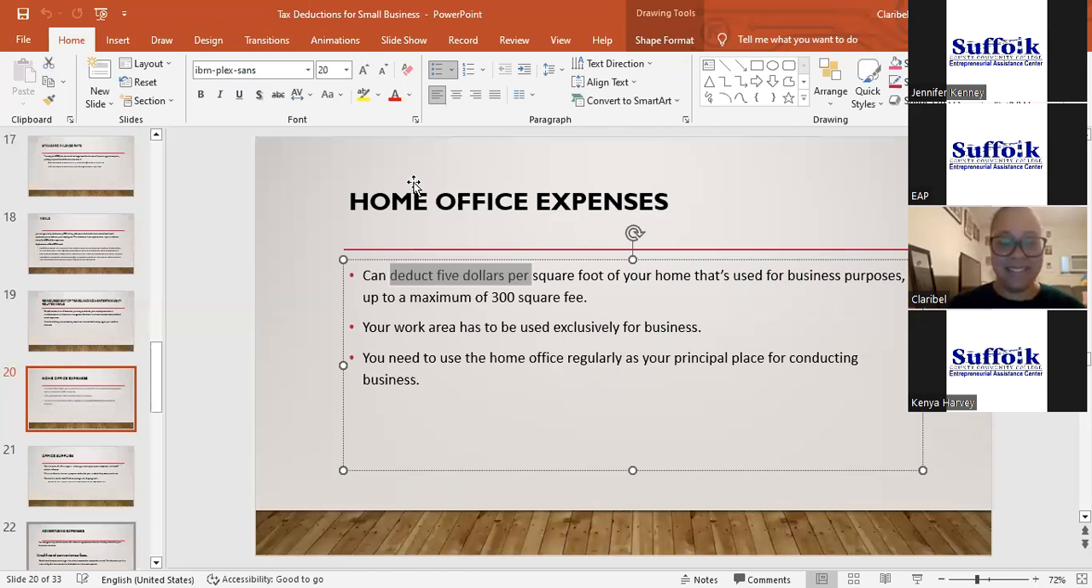Let's say you have a baking business and you bake from home. You have the licenses to bake from home. How would that work, deducting it that way? Because you use your kitchen regularly for regular cooking as well.